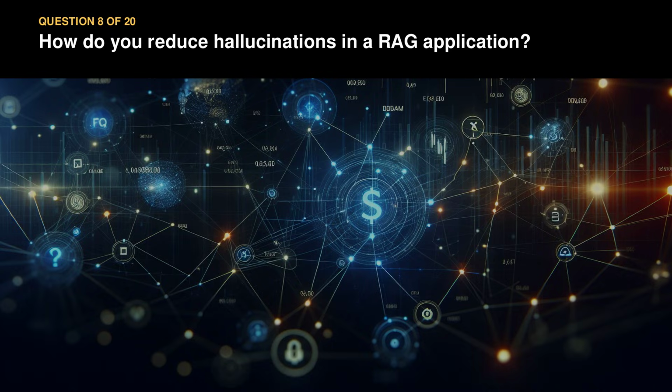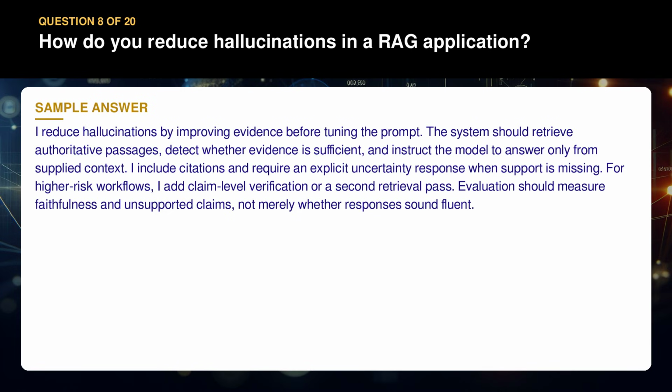Question 8. How do you reduce hallucinations in a RAG application? I reduce hallucinations by improving evidence before tuning the prompt. The system should retrieve authoritative passages, detect whether evidence is sufficient, and instruct the model to answer only from supplied context. I include citations and require an explicit uncertainty response when support is missing.